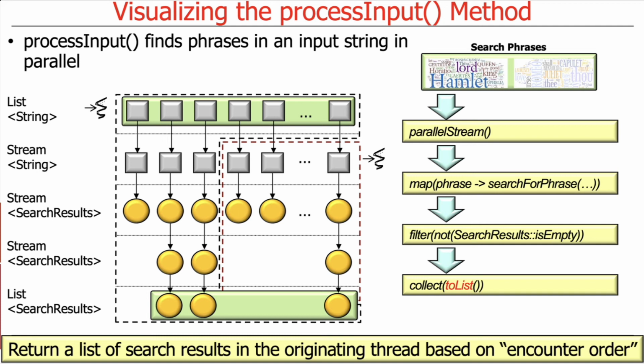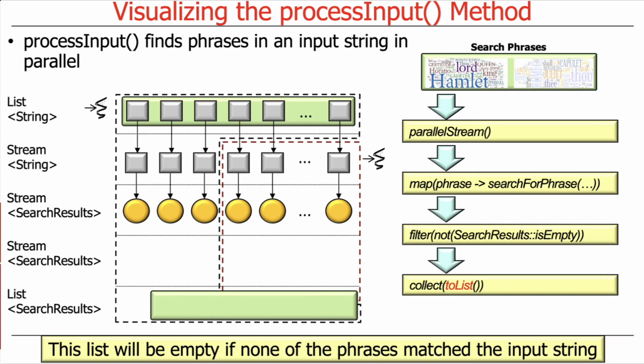So if the phrase "neither a borrower nor a lender be" occurred before "to thine own self be true," or "get thee to a nunnery," or whatever your favorite Hamlet phrase is, if it occurs in that order, that's the order that they'll occur in with the output. And the list will be completely empty if none of the phrases match the input string, and that'll get removed later when flat map is used.